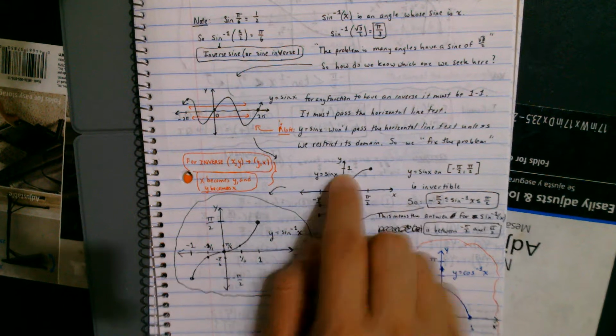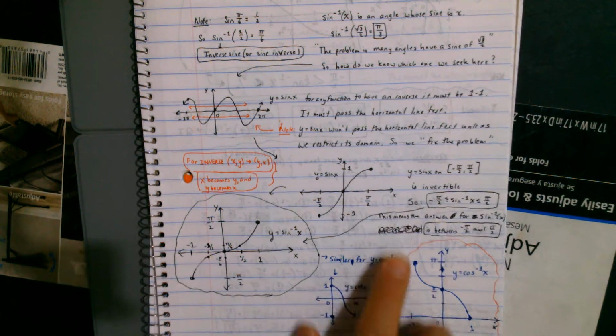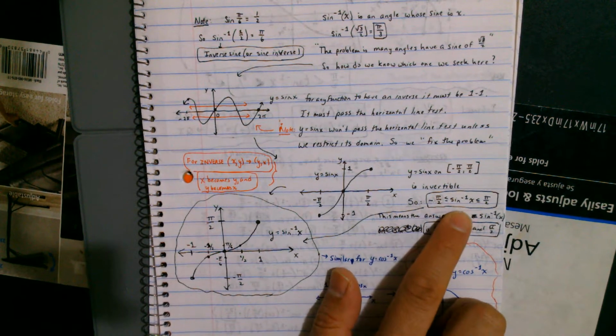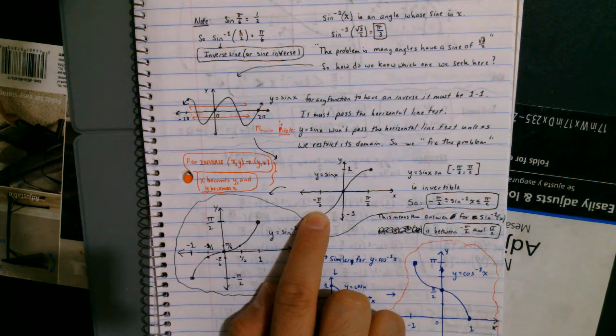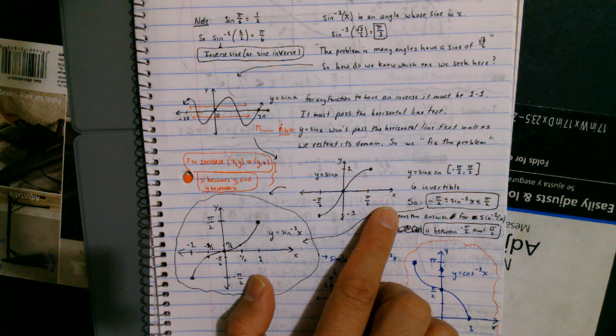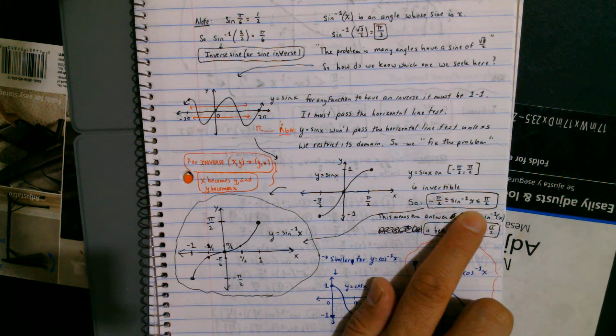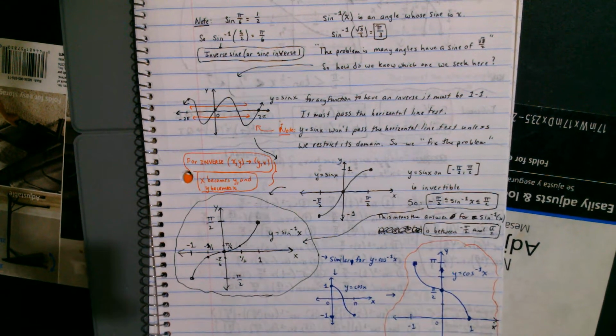Now later on, we're going to loosen that restriction because we're going to solve an equation, and we're going to look for all the answers that fit that equation. But for invertible, we restrict the domain to go from negative pi over 2 to pi over 2. So again, like I said here, it's invertible. So when you find a sine inverse of something, the angle itself cannot be less than negative pi over 2, nor greater than pi over 2. It has to live within what we call the range. It has to live within those values.